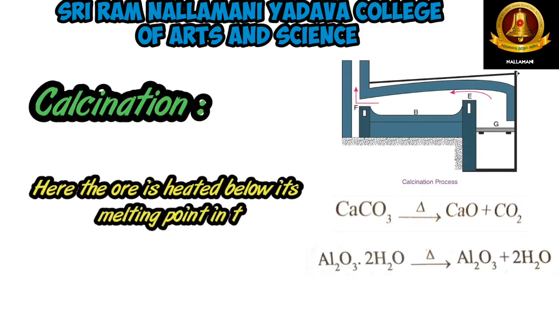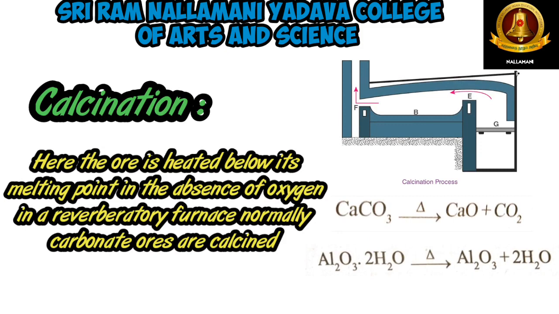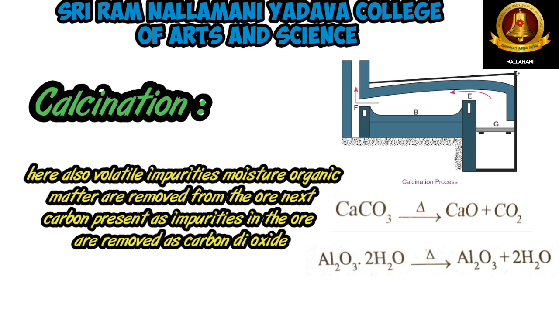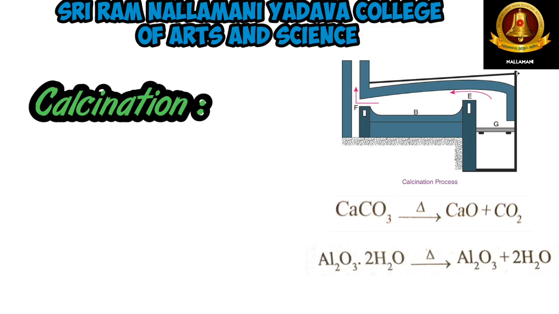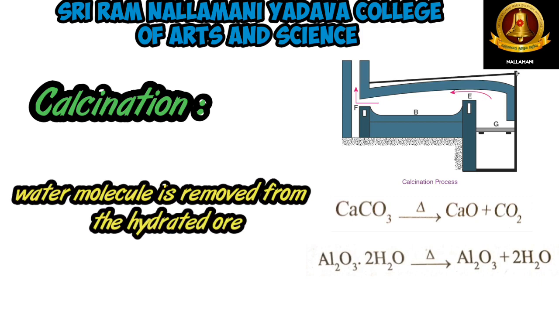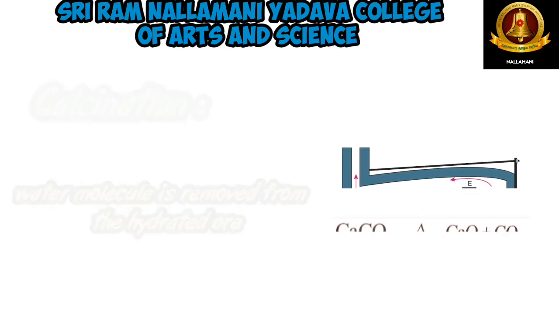Calcination. Here the ore is heated below its melting point in the absence of oxygen in a reverberatory furnace. Normally, carbonate ores are calcined. Here also, volatile impurities, moisture, and organic matter are removed from the ore. Next, the carbon present as impurities in the ore is removed as carbon dioxide. Water molecules are removed from the hydrated ore.